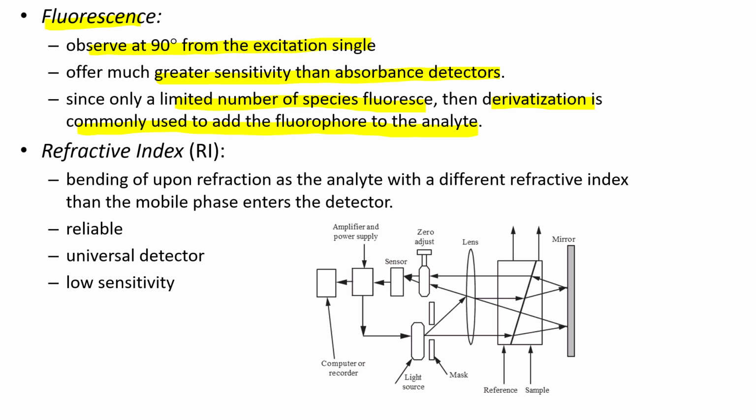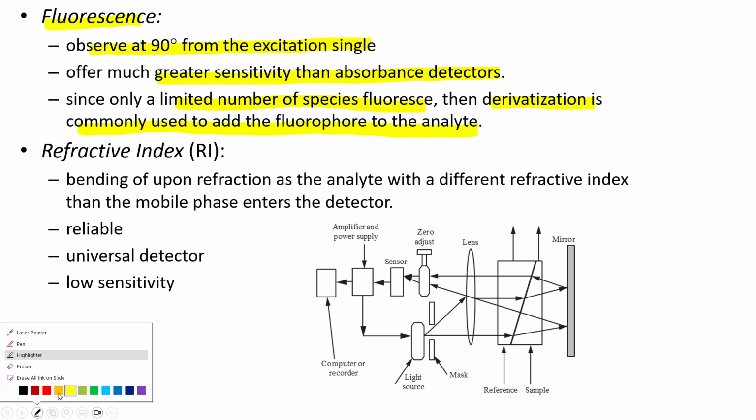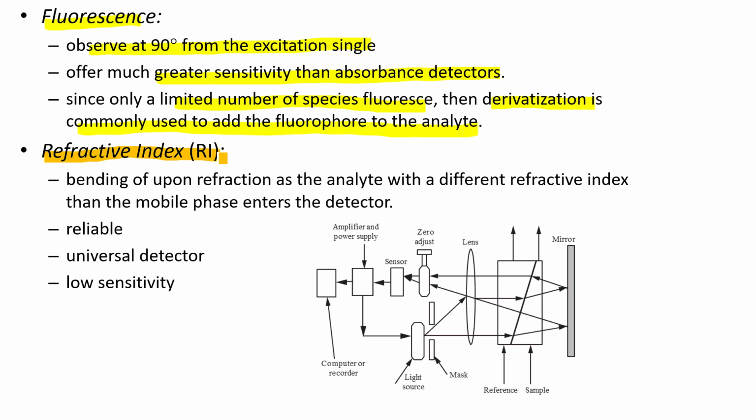Now, the one that's more of a bulk property type detector that kind of sees everything is called refractive index. This is kind of equivalent to thermal conductivity in GC. What it does is look at the refraction of light as you have solutions that have a different refractive index than just the pure mobile phase. And it basically looks at how light's going through the sample compared to a reference sample, and how the light bends as it has a different refractive index than that of the reference solvent. And light's going to shift where more light or less light's going to be hitting the detector or sensor.